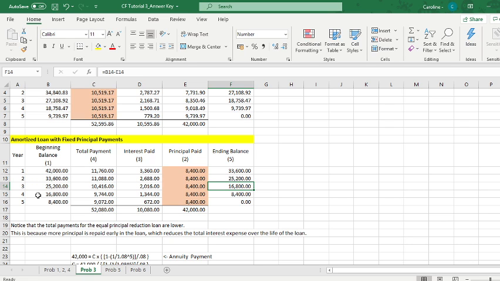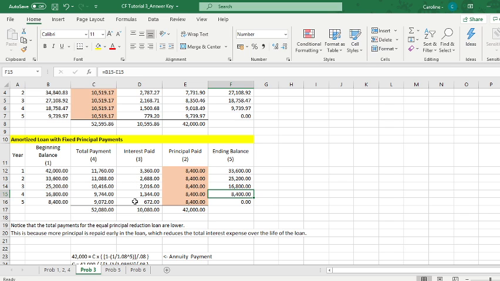It is still in the same mechanism with the previous ones. 8% multiplied by this beginning balance, and you find the interest that you have to pay is this much. The interest paid and the principal paid altogether will make the total payment. And you need to find the ending balance by subtracting the beginning balance with the principal paid. This ending balance will become the beginning balance of the year 5.